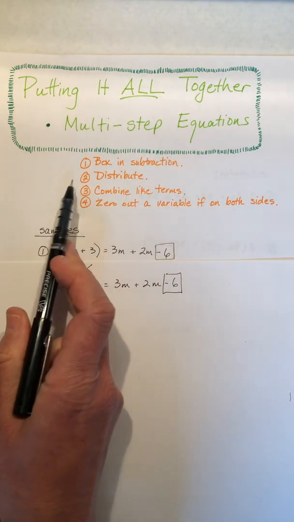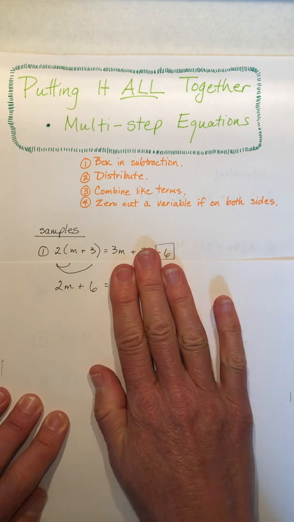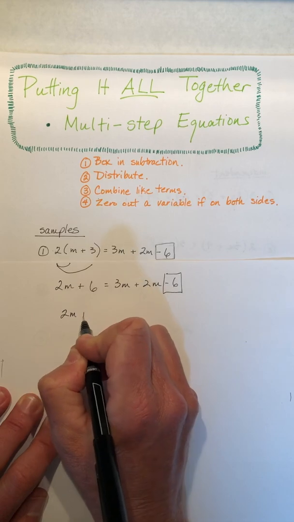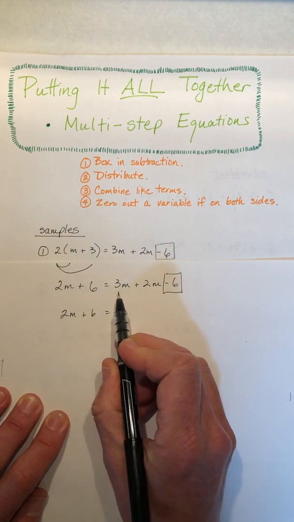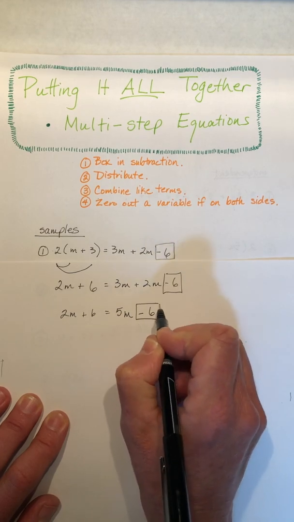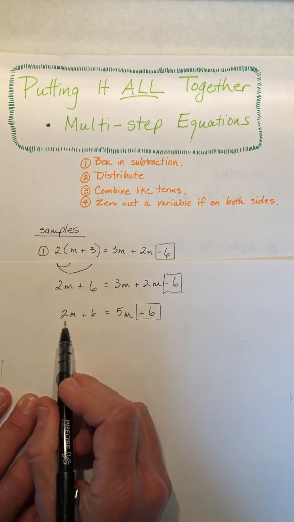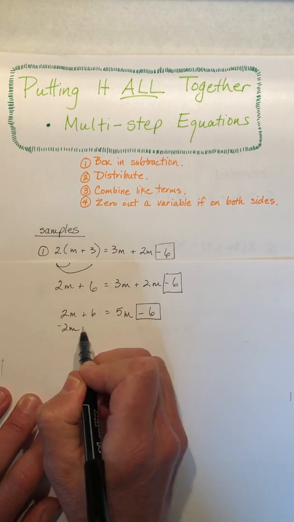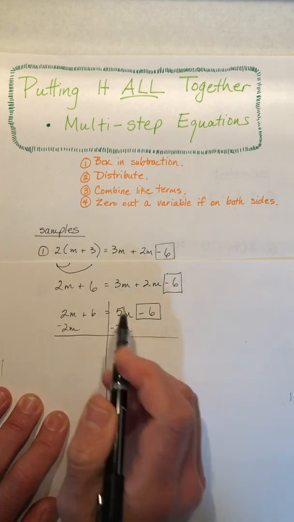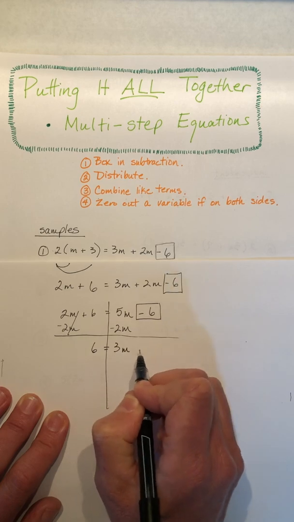Okay, so we did our distributing, and now we're ready to combine like terms. No like terms on that side of the equation, but we certainly have them there. So 2m plus 6 equals 3m plus 2m is 5m minus 6. Alrighty, 2m and 5m. The 2 has the lower coefficient. I am subtracting 2m from both sides. 5m minus 2m is 3m.